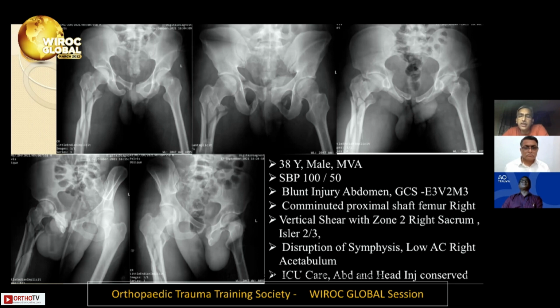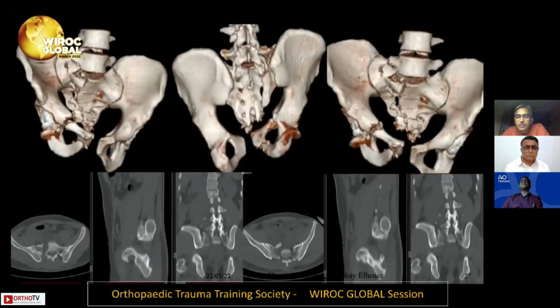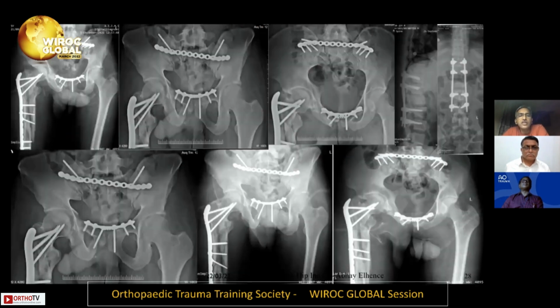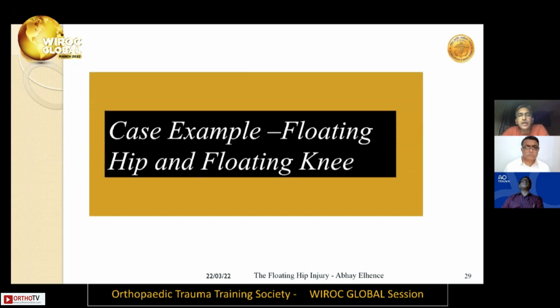So following his ATLS and his primary stabilization, he went into ICU care. His abdominal injury and his head injury were conservatively managed. And finally, once he was out of ICU, with the head injuries and the blunt injury abdomen resolving, he was taken up for stabilization after day 8. And this is what was done for him. He underwent a limited ORIF for the femur, and he underwent a posterior tension band fixation and an SI joint fixation for the pelvis. Another example now, a floating hip along with a floating knee.